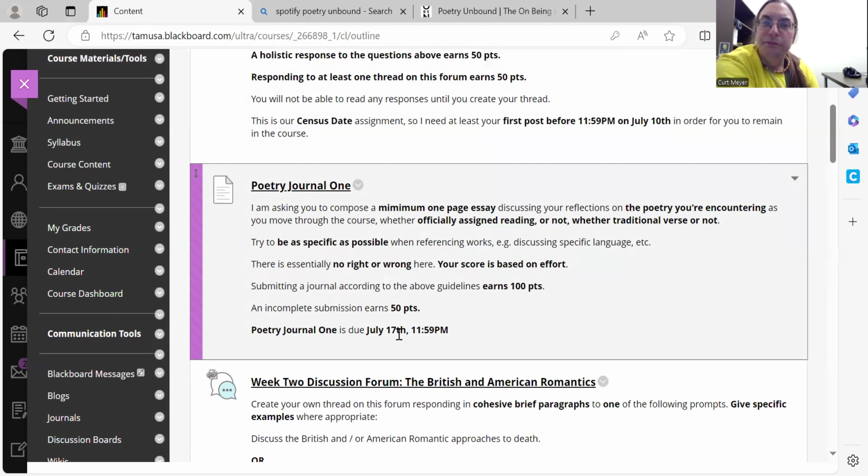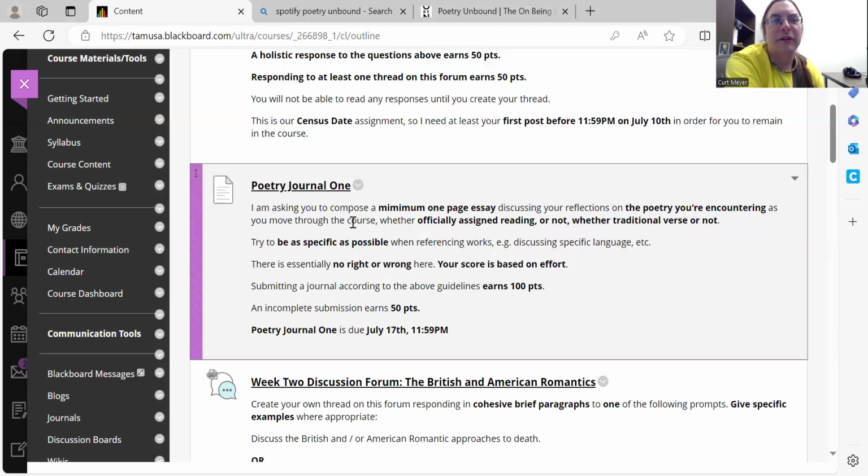But I will say, and I said this in the syllabus as well, if you want feedback on anything, you need to submit it on time. That's just the way it is, right? So if you want my feedback on something, please submit it on time or early, right? And I've already had at least one poetry journal submitted.